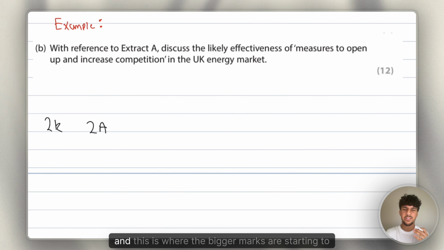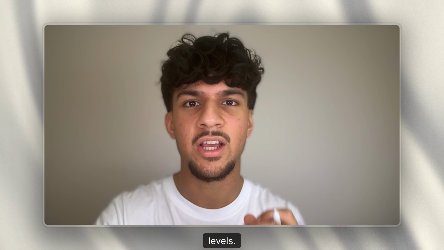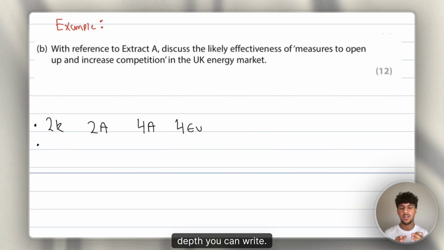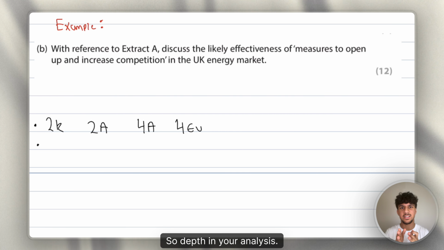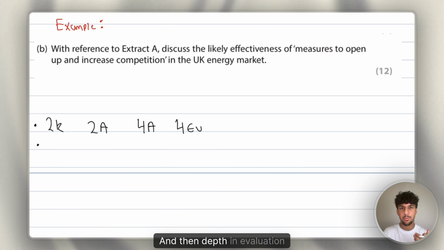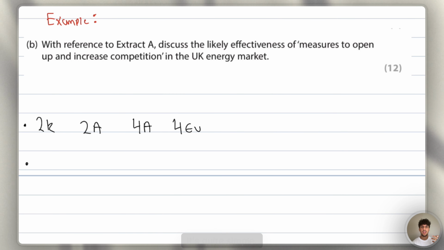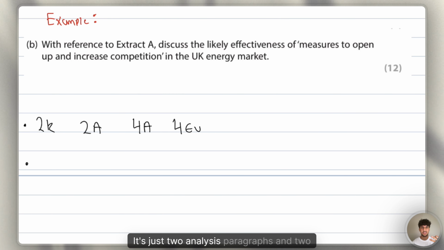And remember, this question yet again is marked in levels, so the examiner is assessing you on the amount of depth you can write. So depth in your analysis, so being step by step in the chain of analysis, like we always say, assume your examiner has no content knowledge, and then depth in evaluation. With regards to paragraph structure, it's quite simple. It's just 2 analysis paragraphs and 2 evaluations, but I wouldn't clump all the evaluation at the end.